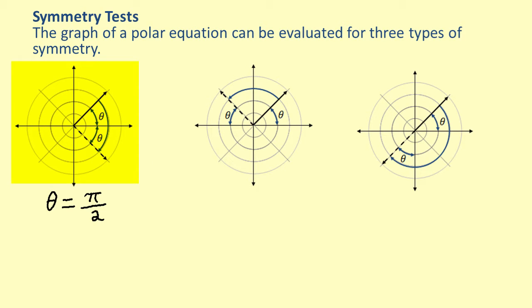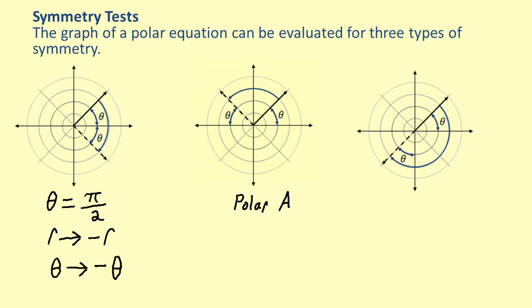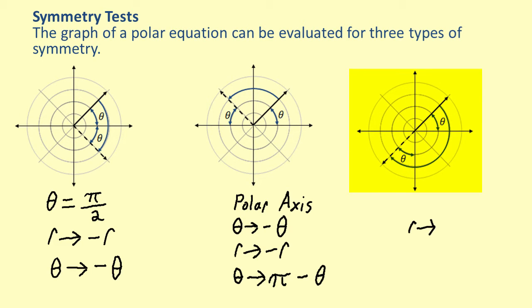Here, we see a graph that is symmetric with respect to the line theta equals pi over 2. To determine if the graph of a given equation will have this kind of symmetry, replace r with negative r and theta with negative theta, and see if the resulting equation is equivalent to the original one. There are two ways to test an equation to see if its graph is symmetric with respect to the polar axis. If replacing theta with negative theta results in an equivalent equation, the graph is symmetric. Also, if replacing r with negative r and theta with pi minus theta results in an equivalent equation, the graph is symmetric. If you replace r with negative r and the resulting equation can be rewritten as the original equation, then the graph of the equation is symmetric with respect to the pole.